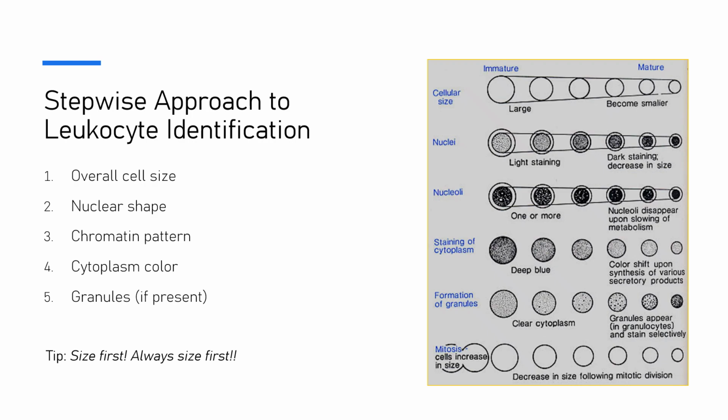This stepwise method works because it mirrors the way cells actually mature biologically. As cells develop, they typically become smaller, chromatin condenses, nucleoli disappear, cytoplasmic color changes, and granules appear in certain lineages. So in many ways, identifying leukocytes is really about recognizing where a cell sits along that maturation spectrum. And once you get comfortable using this systematic approach, leukocyte identification becomes much less intimidating and honestly kind of fun.